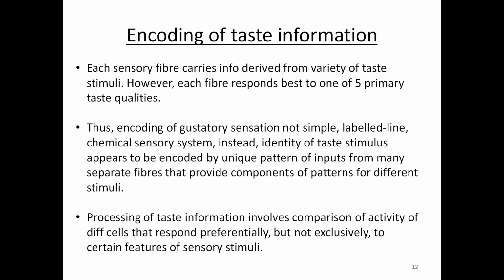Now, processing of taste information involves comparison of activity of different cells that respond preferentially, but not exclusively to certain features of sensory stimuli. So the encoding is not a simple process as one might think. It's a unique pattern of inputs from many separate fibers, and that provides the component of patterns of different stimuli.